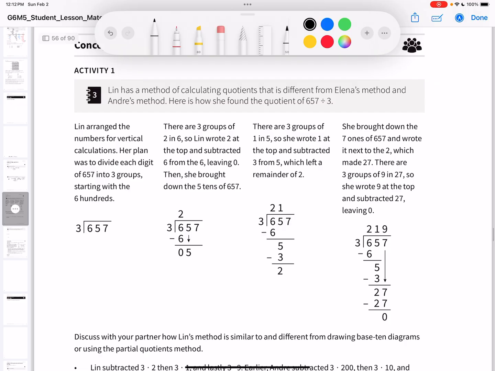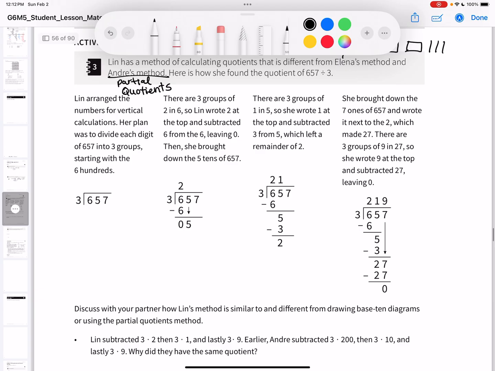Activity 1. Lynn has a method of calculating quotients that is different from Elena's method and Andre's method. Remember, Elena's method from previous times was to use base 10 blocks, right, and divide them up. And then Andre's method was partial quotients. Okay, so now we're going to get a new method from Lynn. We're going to talk about Andre's method, partial quotients, and how it goes with Lynn's as well. But this is Lynn's. So here's how she found the quotient of 657 divided by 3.